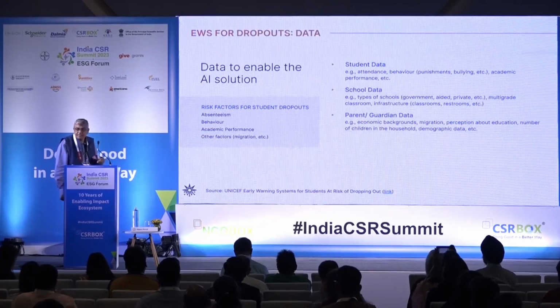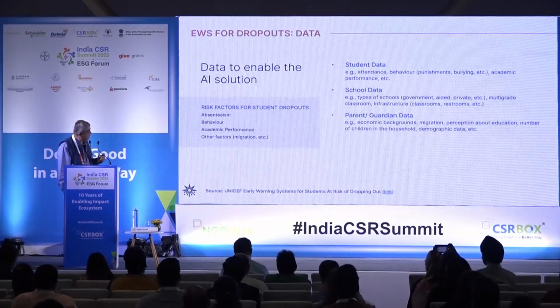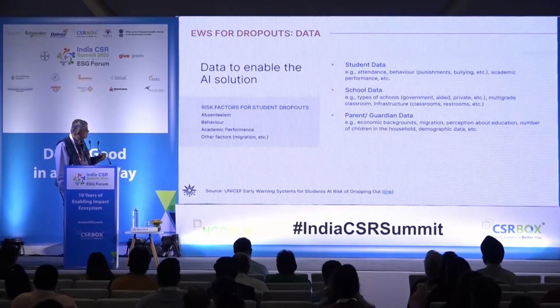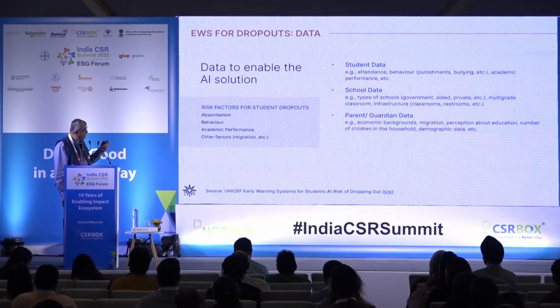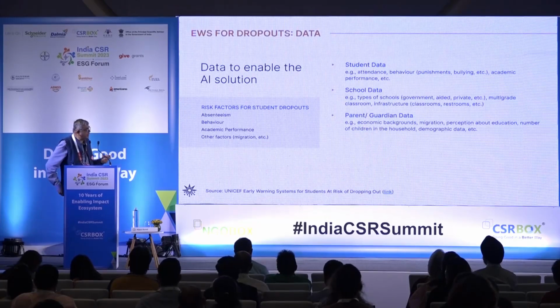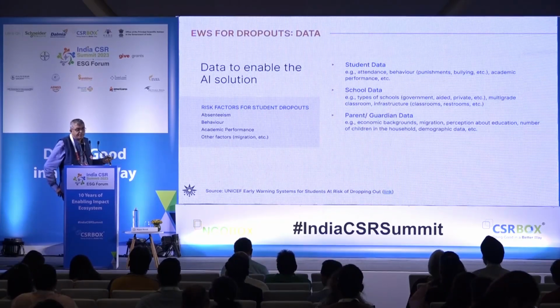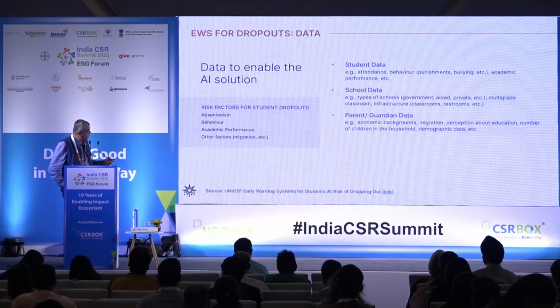The way this works, again, I'm running short of time, so I'll sort of speed up a little bit. There's various data sets that we use. We know the risk factors for student dropouts already. We use student data, school data, some parent and guardian data in terms of economic backgrounds, their demographic data, and so on.